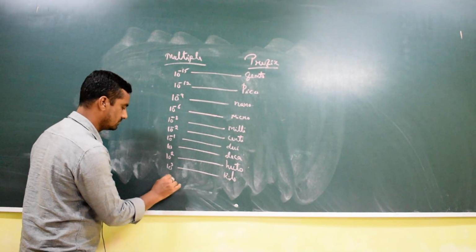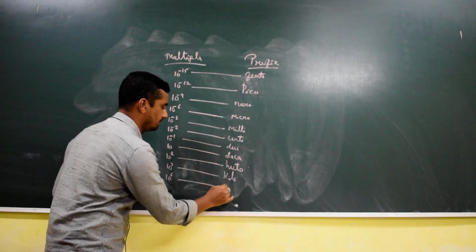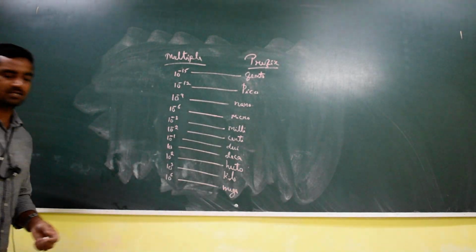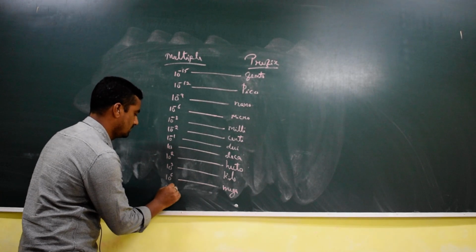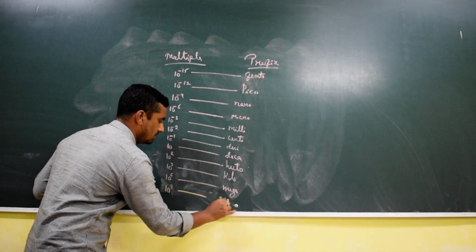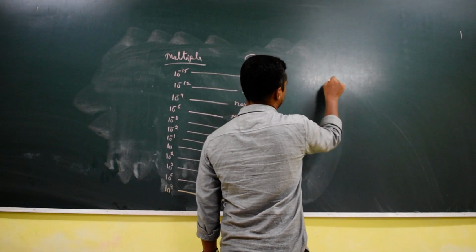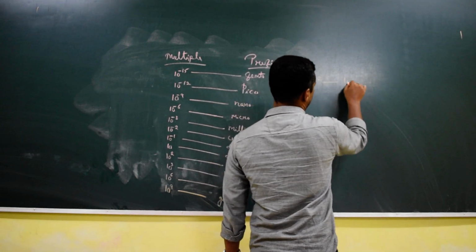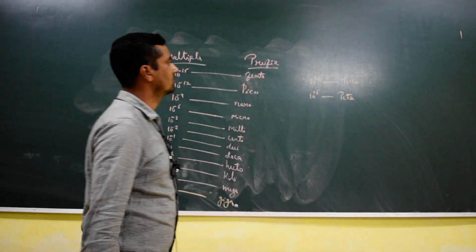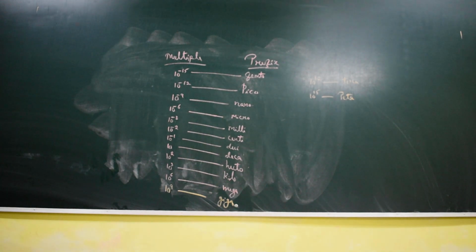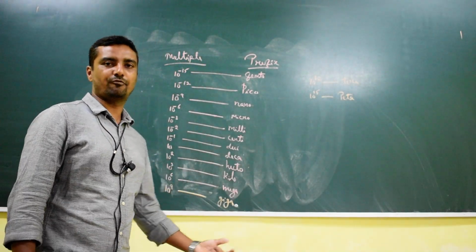If it is 10 to the power of 6, mega. If it is 10 to the power of 9, giga, right? If it is 10 to the power of 12, tera. If it is 10 to the power of 15, peta, understood? So these are the decimal fractions or multiples and their prefixes. It is a very important one.